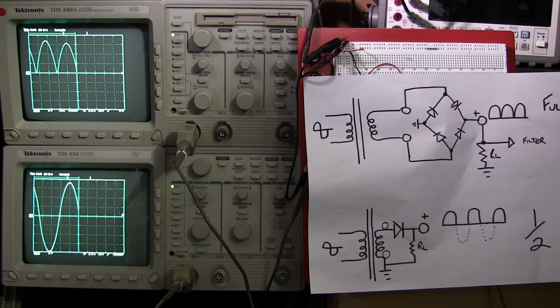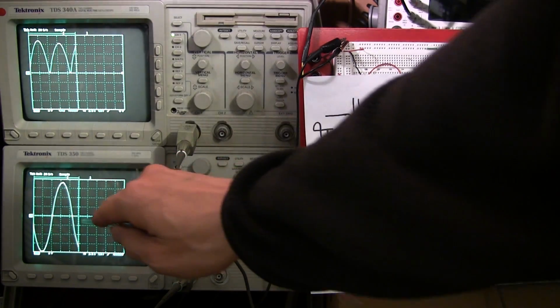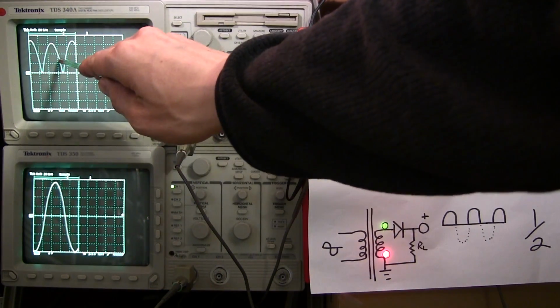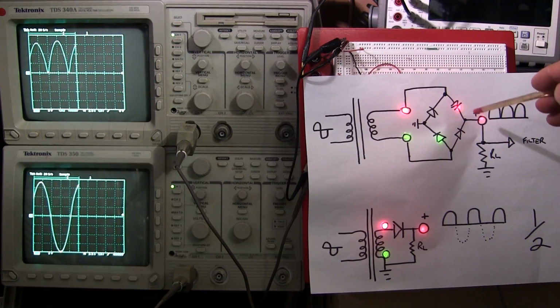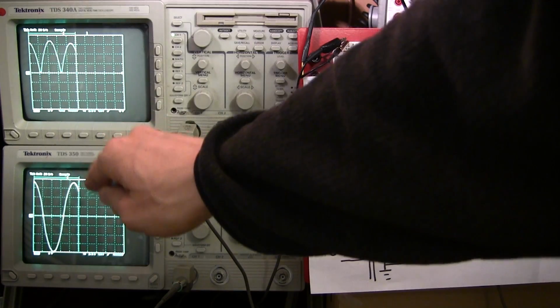I've got the scope probe hooked to the full wave rectifier here, and you can see that we're on the down part of the cycle, and it's still giving us a positive peak, and that's because this full wave bridge rectifier is switching that around.